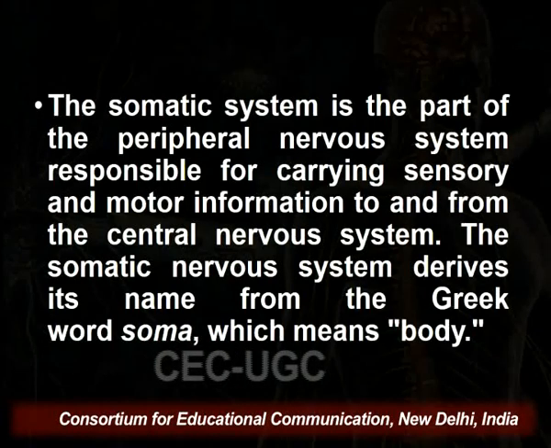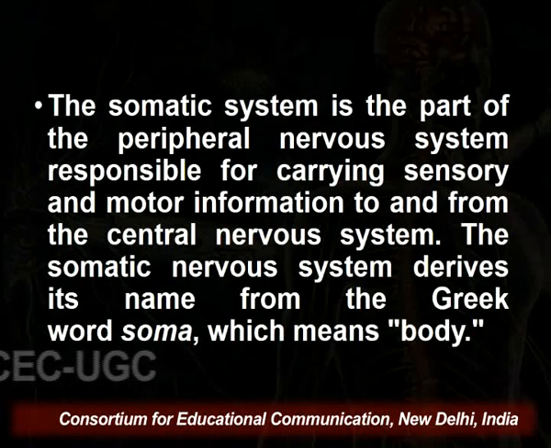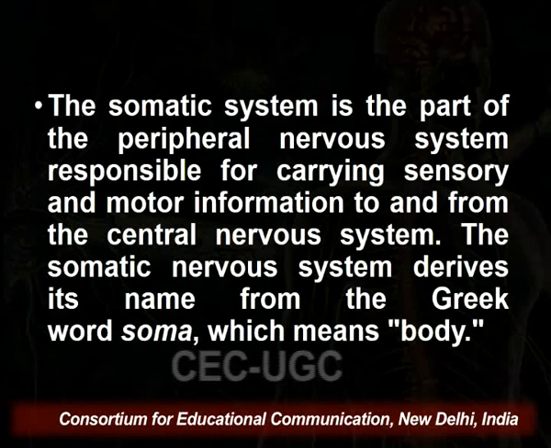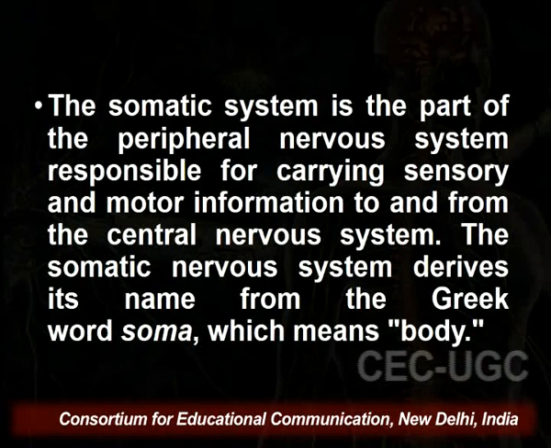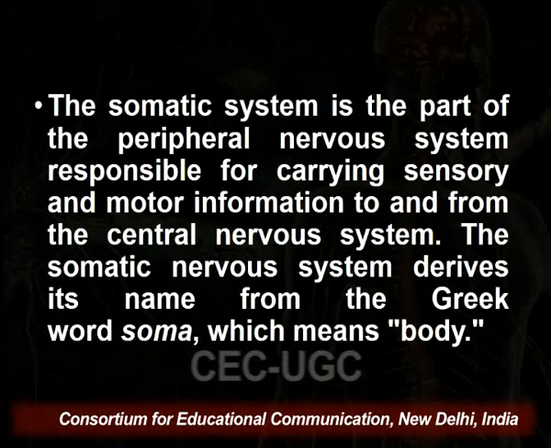So the somatic system is the part of the peripheral nervous system responsible for carrying sensory and motor information to and from the central nervous system. The somatic nervous system derives its name from the Greek word soma, which means body. So the somatic voluntary nervous system is responsible for providing sensory and motor innervation to skin, muscle and sensory organs.